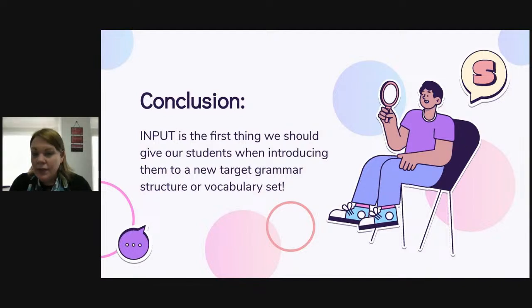And in next month's webinar, we're going to take a look at output activities and how we can have our students do something besides filling in blanks, besides choosing correct forms, how we can have them produce language that is actually meaningful and will help in their communication in English.